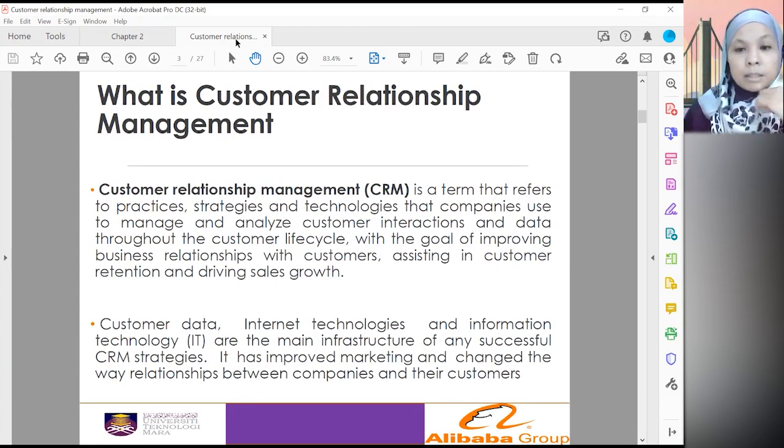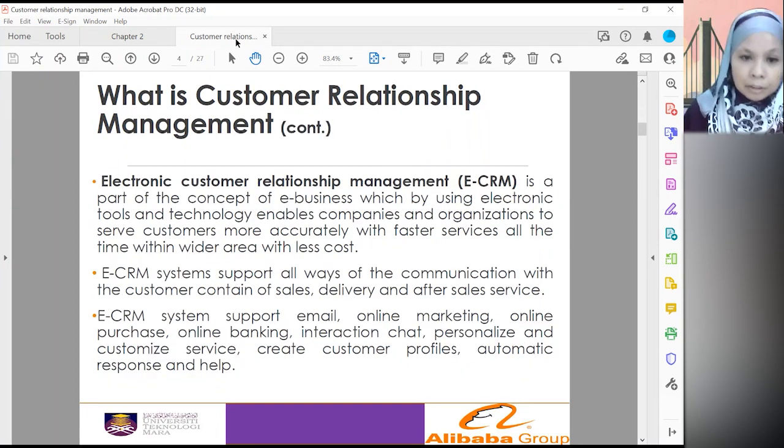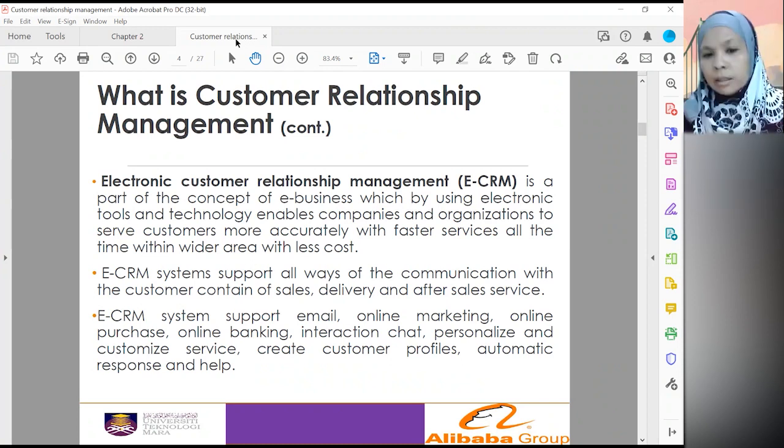So CRM is a term that refers to practices, strategies, and technologies that company use to manage and analyze customer interactions and data throughout the customer life cycle, with the goal of improving business relationship with customers, assisting in customer retentions, and driving sales growth. Okay, so basically CRM is talking about how an organization should communicate and manage their customer. Okay, so of course with the internet, there's electronic customer relationship management. It allows organizations to communicate with their customer on sales, on delivery, and after sales service. Nowadays CRM also is being supported by using email, online marketing, online purchase, online banking, interaction chat, phone calls, social media, and so on.